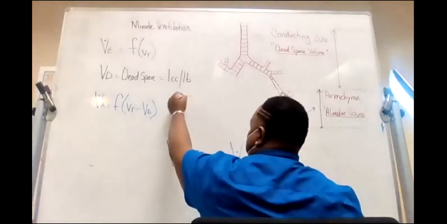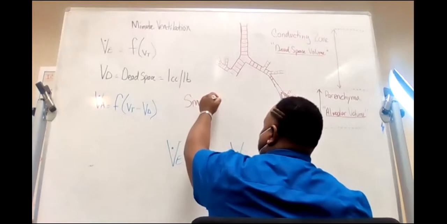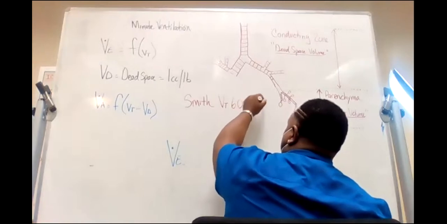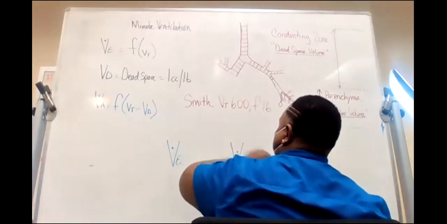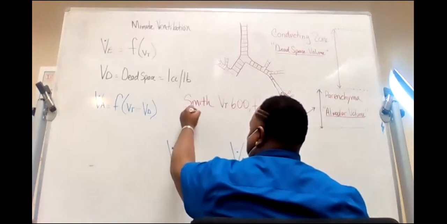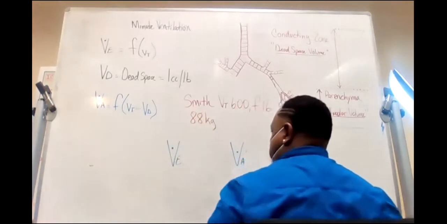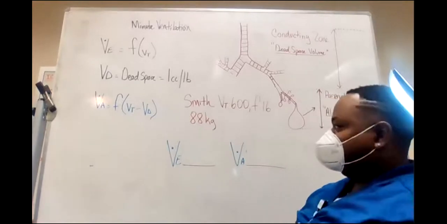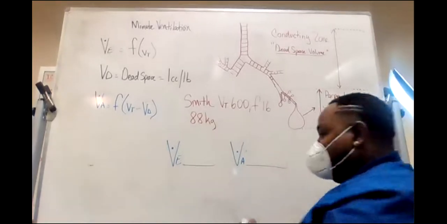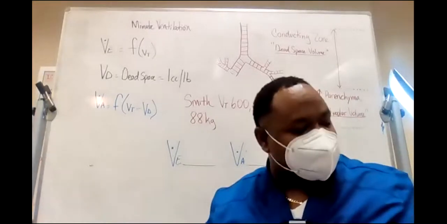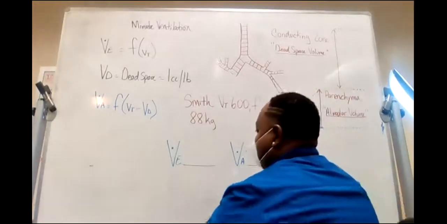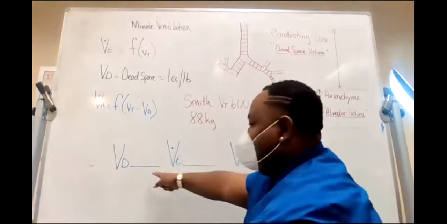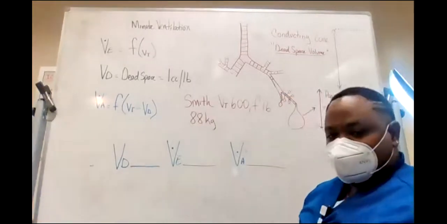This time, Mr. Smith has a tidal volume of 600, a frequency of 16, and he weighs 88 kilograms. I need to know his minute ventilation and his alveolar minute ventilation. And matter of fact, tell me this too. Tell me first his dead space volume. That way everybody can do one step at a time. I want to know his dead space volume, his minute ventilation, and his alveolar minute ventilation.